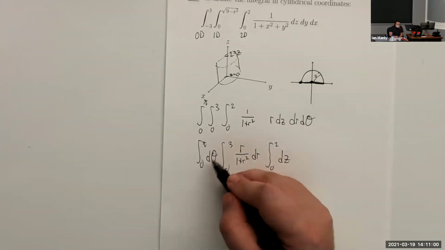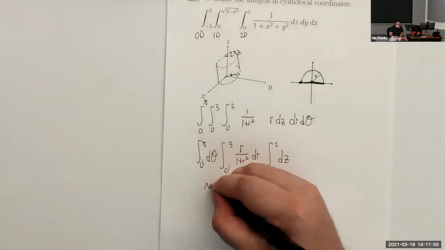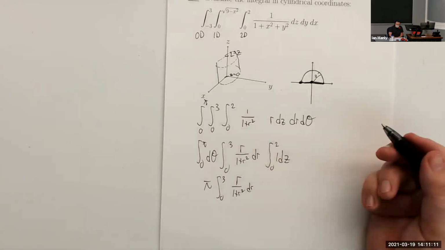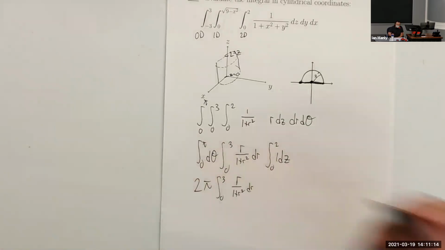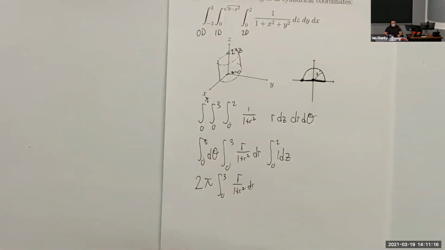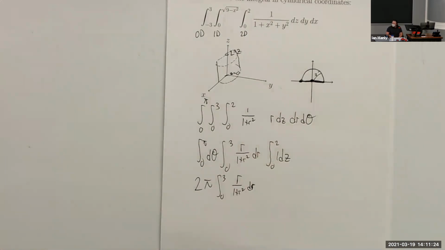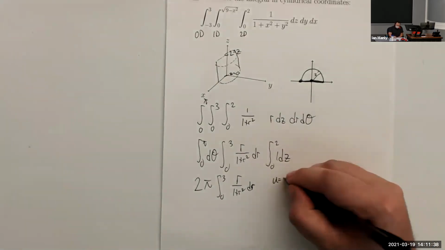All right, so the integral of d theta from 0 to pi is just pi. We'll handle this one in a minute. And then the integral from 0 to 2 of 1 dz is 2. So I'll just stick the 2 right over here. So we have 2 pi times the integral from 0 to 3 of r/(1 + r²) dr. Now I think someone already said this in the chat at least. How do we do this integral, r/(1 + r²)? We're going to use u-sub. Ooh, I guess we could use trig sub if we wanted to, but I definitely prefer u-sub here. Trig sub is definitely a last resort for me personally.